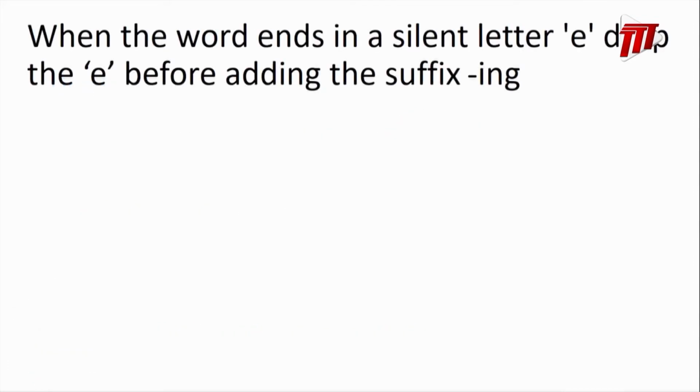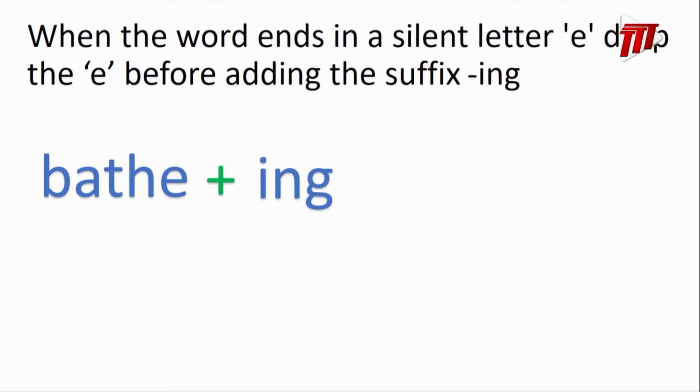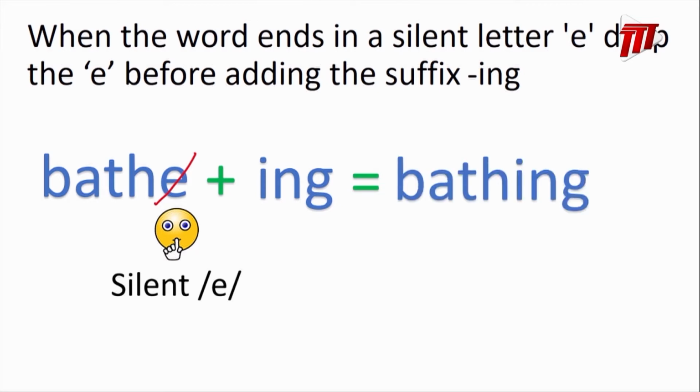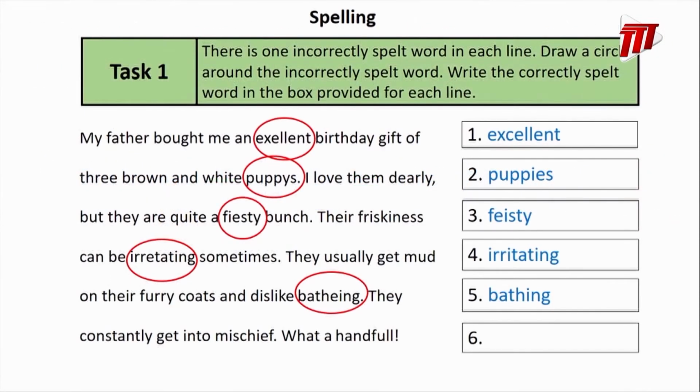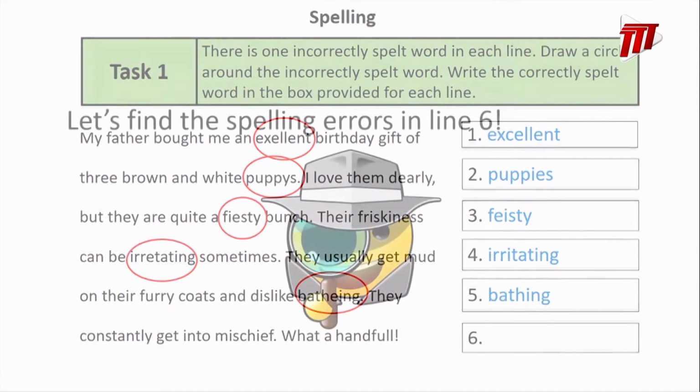Yeah, it ends with a silent E and you know the rule. When the word ends with a silent E, we drop the E before adding ing. So we have bathe, B-A-T-H-E. In order to add ing, we have to drop that silent E. So it becomes B-A-T-H-I-N-G. Very good. So we circle bathing and we write the correct thing in the box provided, without E. And we go on to line 6.